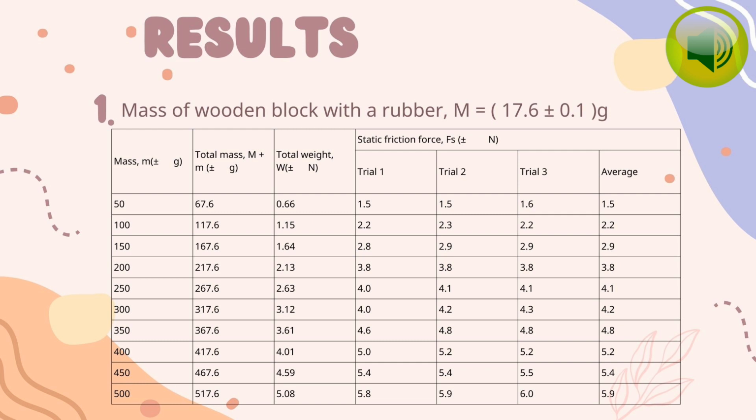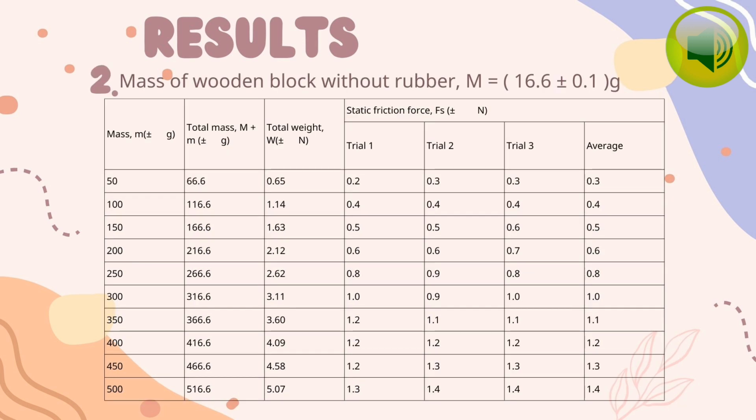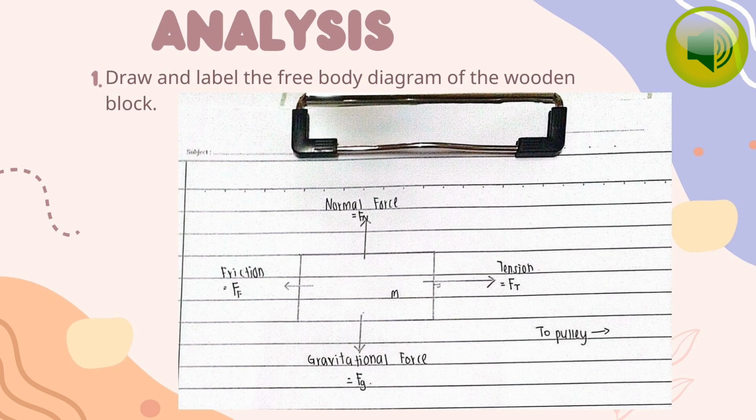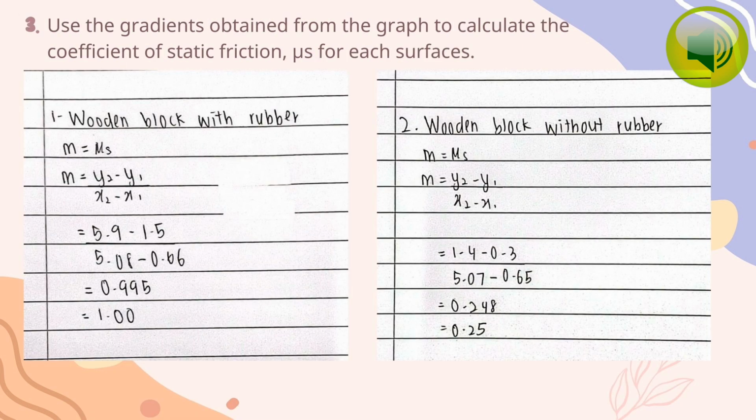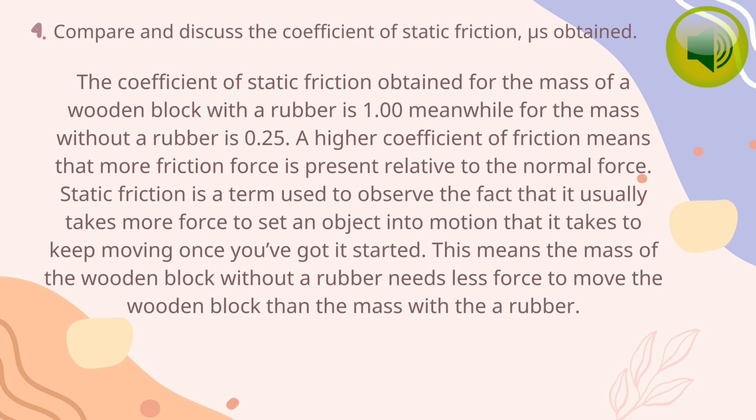So, this is our result. First, we have the mass of the wooden block with rubber. Next, we have the mass of the wooden block without rubber. For analysis, first, draw and label the free body diagram of the wooden block. Second, plot a graph of static friction force Fs against normal force N for the rubber and non-rubber surfaces. Third, use the gradients obtained from the graph to calculate the coefficient of static friction for each surface. The next one is to compare and discuss the coefficients of static friction obtained.